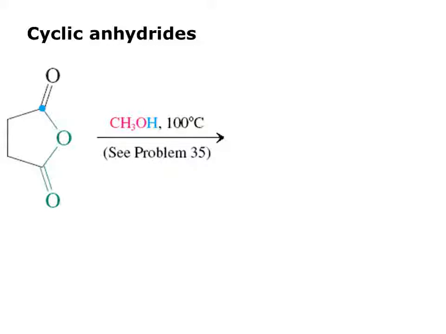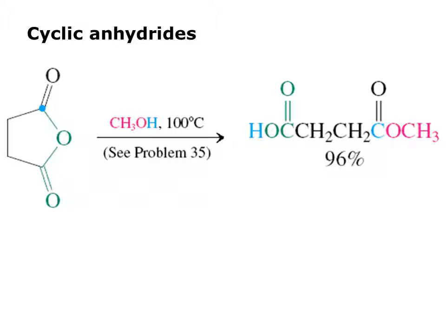Cyclic anhydrides also react the same way, so remember that our solvent can come in. Since it's a symmetrical anhydride, it doesn't matter which oxygen you attack. Know that your acid, your original anhydride oxygen, is going to pick up a proton, and your nucleophile is going to give you an ester on the other side.